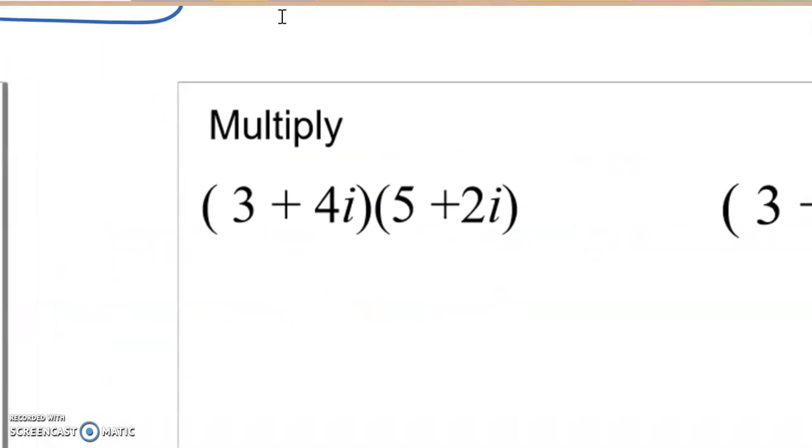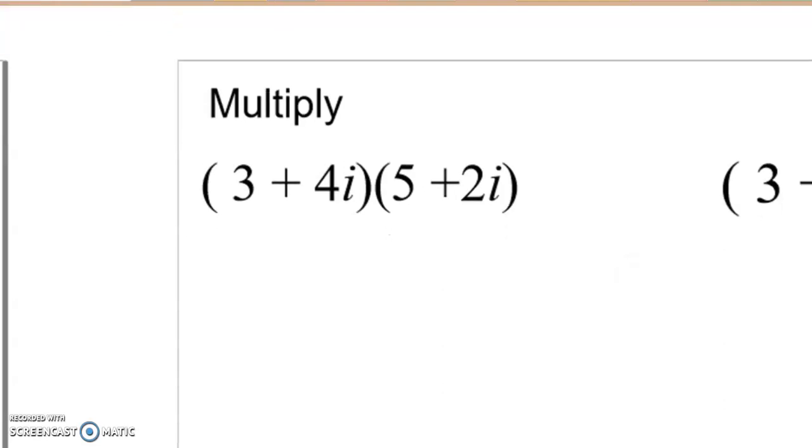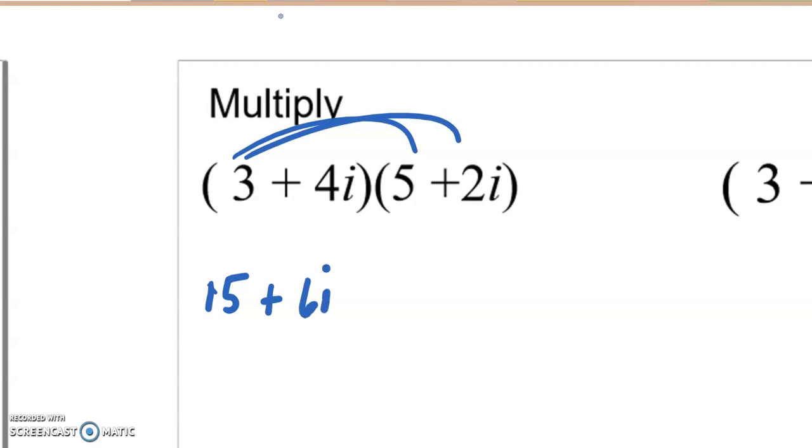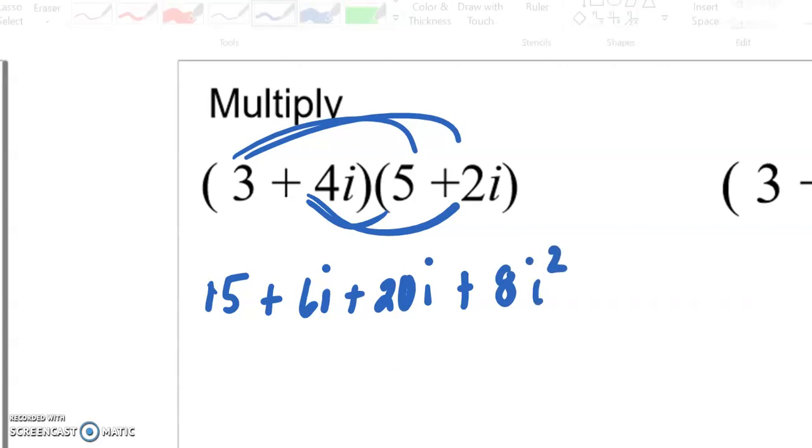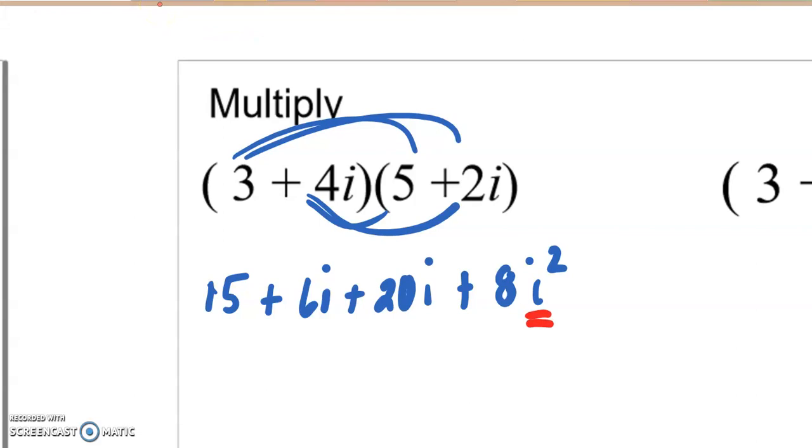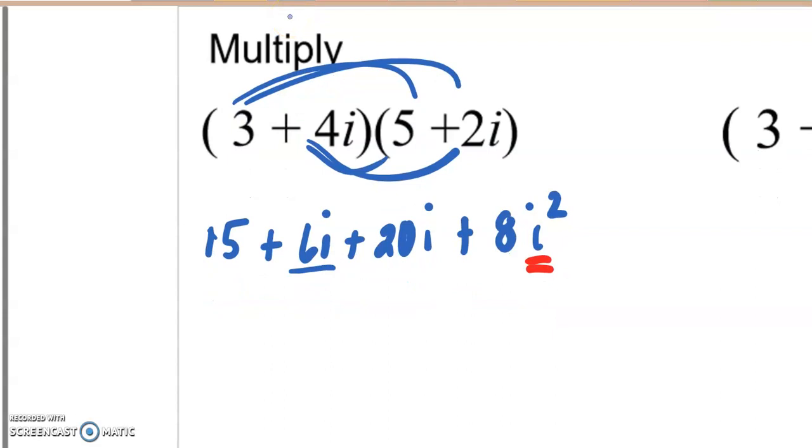So if I ask you to FOIL this out, take a second, pause the video and FOIL it out by yourself. Please don't wait for me to FOIL. You should absolutely be a FOILing pro at this time. 3 times 2 is 6i, 20i, 4 times 2 is 8, and now we have an issue because this is i times i, which is i squared. And that is where we're going to have an issue, that we have to remember that we get i squared.